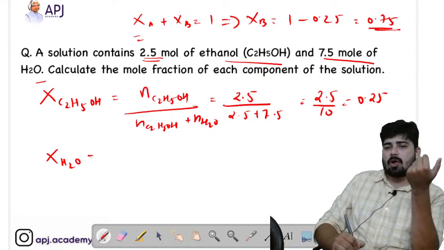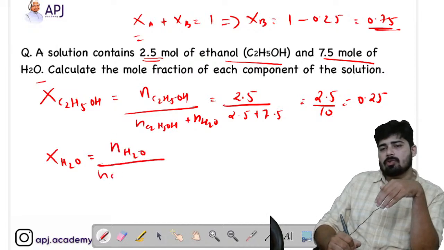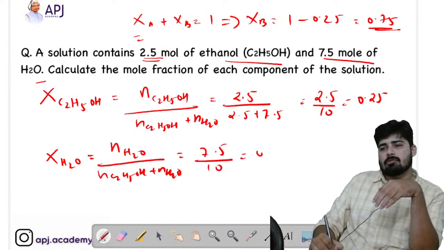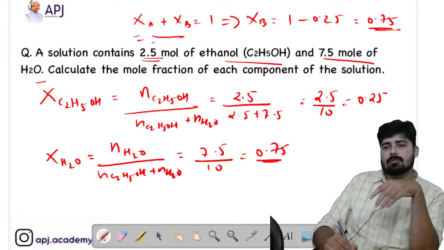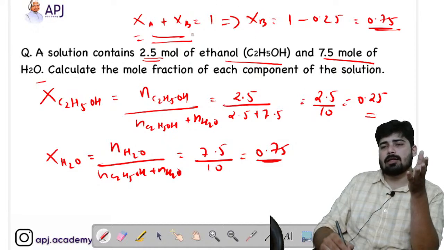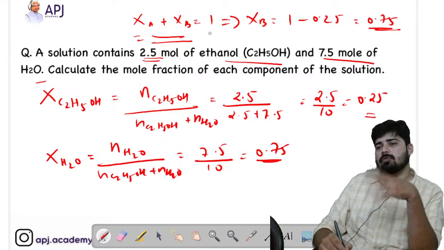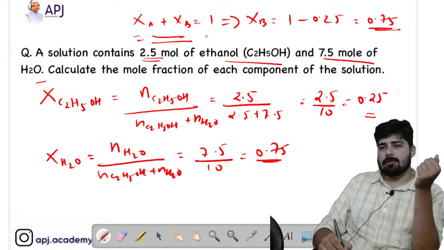So for the students who want to know the primitive method, you can use number of moles of H2O divided by number of moles of C2H5OH plus number of moles of H2O. So here it is 7.5 divided by 10, which is equal to 0.75. But I'll recommend this other method because that's the easiest one. If you know one mole fraction, then the other can be found by just subtracting it from 1. 1 minus 0.25 will give you the mole fraction of B. Okay.